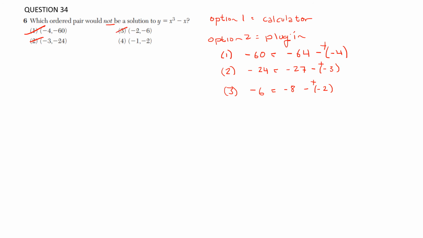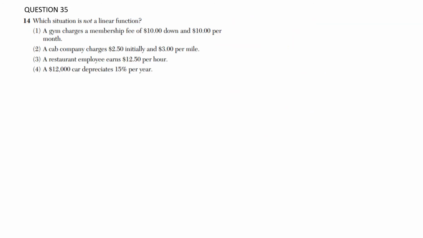Answer choice 4. You have -2, and these are fairly simple to work out. So -2 equals -1 cubed, which is -1, minus -1. This one does not work, because -1 plus 1 is actually 0, which does not equal -2. And that is our answer. That is not a solution.